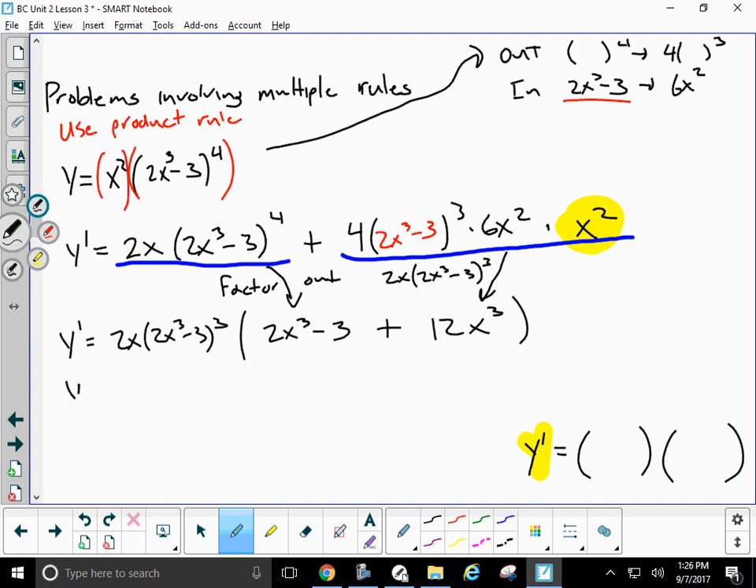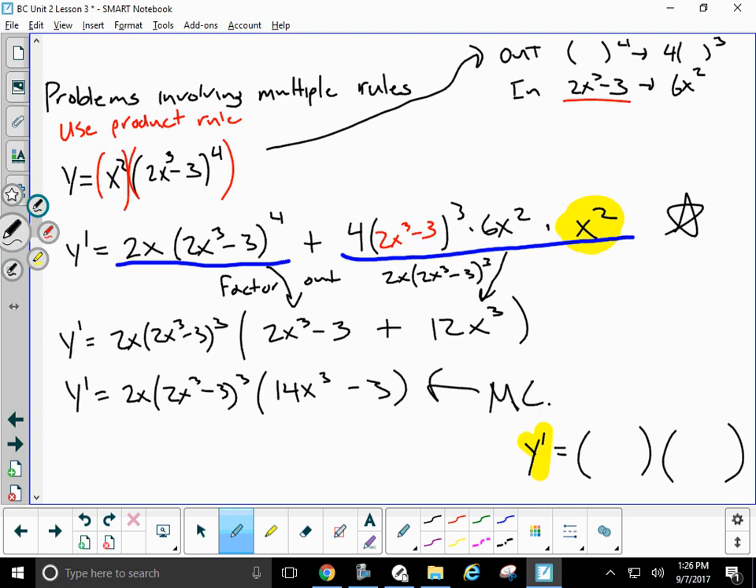Then we can simplify again, giving us 14x cubed minus 3. This is correct, sure. This is what you're going to see on a multiple choice, and I'm going to ask you to do that on a quiz for next class. This would be able to simplify something so it's a product like that.